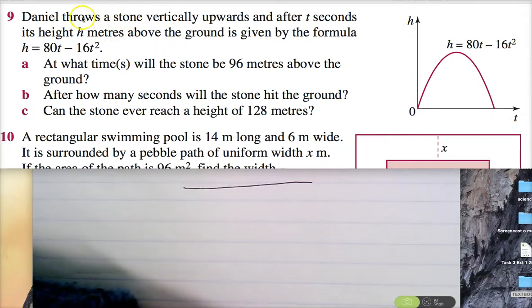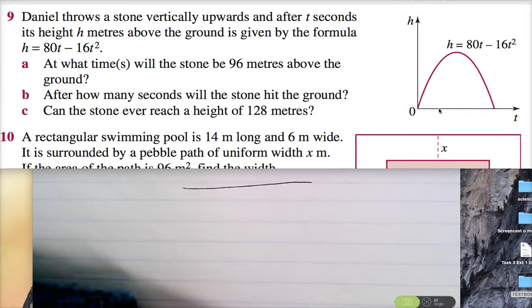Okay, girls, so Daniel throws the stone vertically upwards. Obviously, it's not straight up, otherwise the graph would be straight up and, oh, actually, it could be straight up and down, because this is just showing you how the position of the height changes with respect to time.